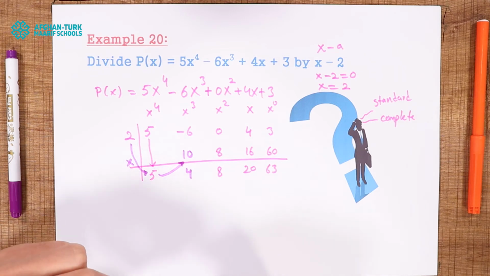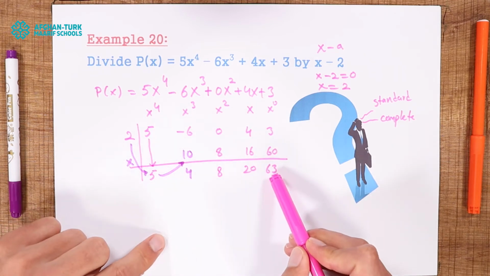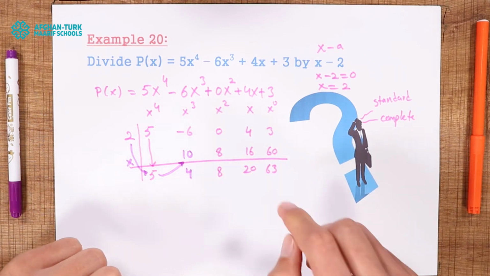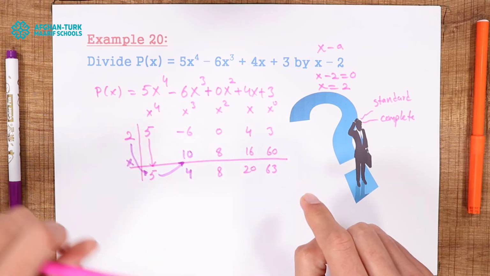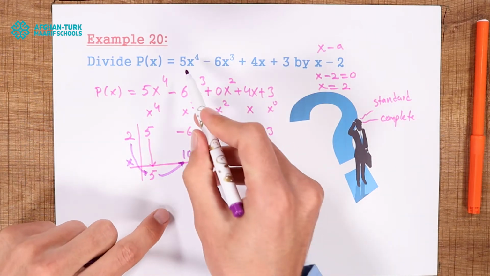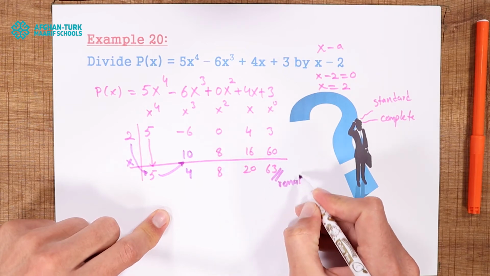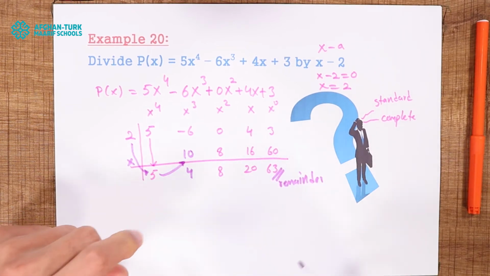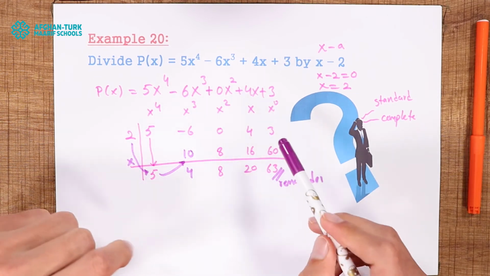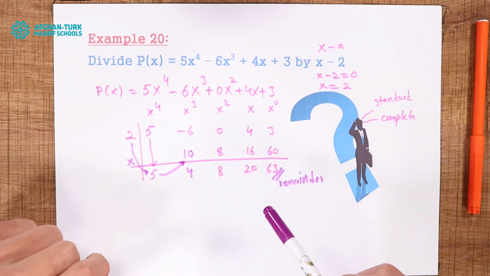So be careful, students, that in here the last number, which is 63, is the remainder. 63 is what? Is the remainder of this division. So we can write here that the remainder of this operation is 63. Every time the last number which comes is the remainder.